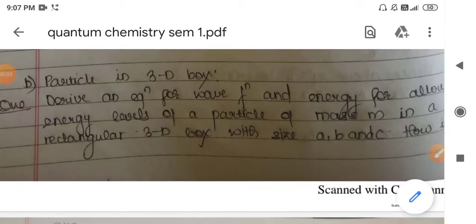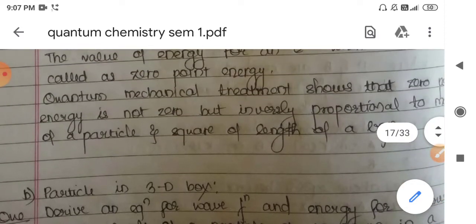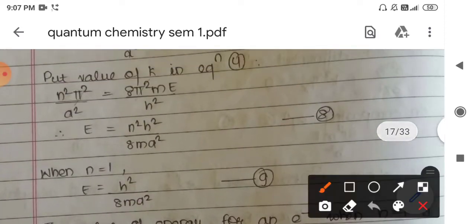So in the previous lecture we have finished the 1D box problem. There we have obtained the equation for the energy of a 1D box. The equation that we obtained is that the energy is given by n square h square upon 8 m a square, where n is, we have said, the principal quantum number.